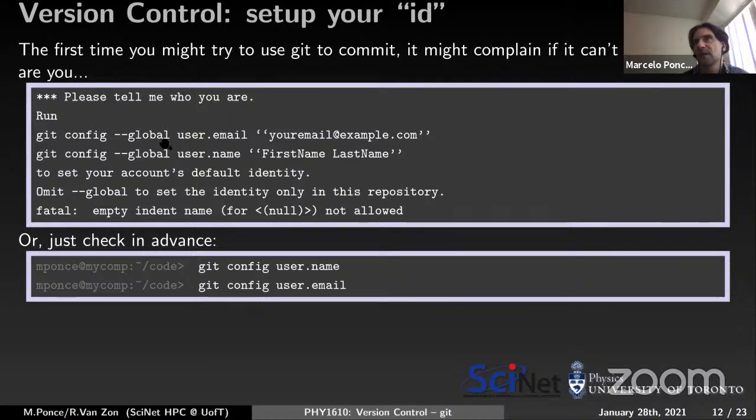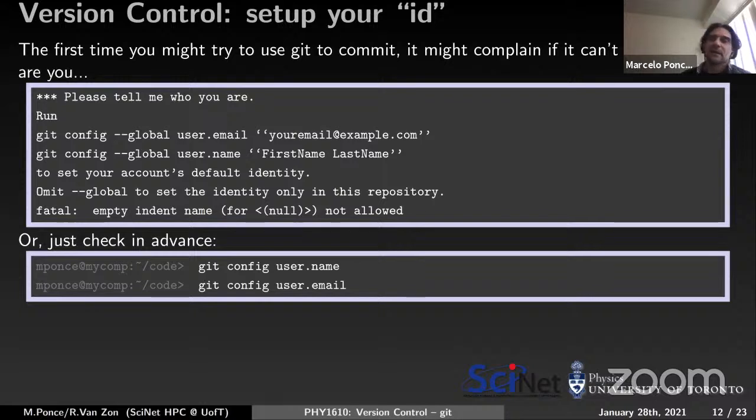Run git config --global user.email and then your email. Then git config --global user.name and your name. The --global flag, by the way, means that you want to use these credentials, or this way to identify yourself, for all the projects on that computer.